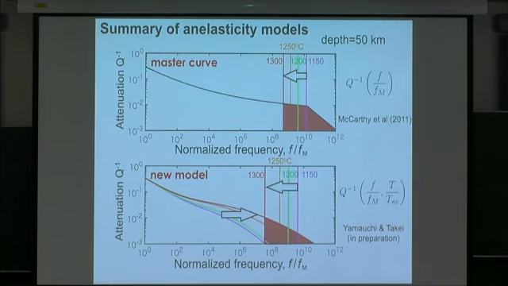And the position of the normalized frequency relative to the spectrum, and also the movement with temperature, are determined by the viscosity and the activation energy of the viscosity. So these two parameters are well constrained by this fitting.